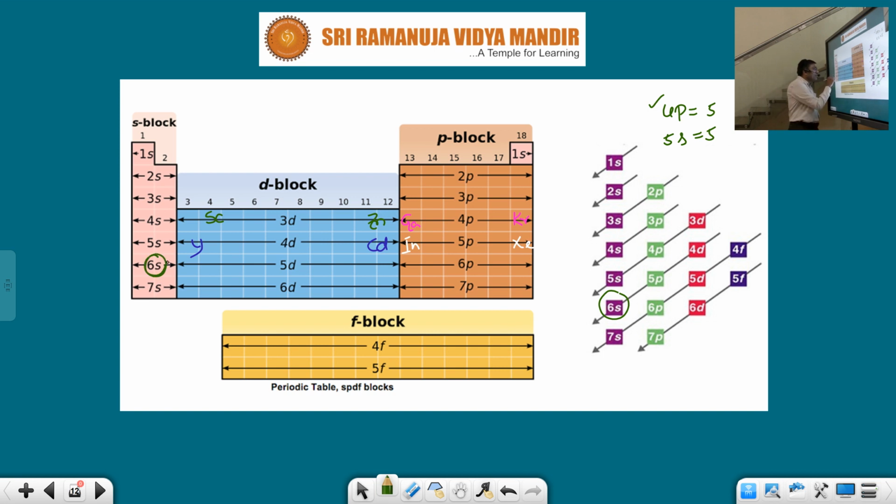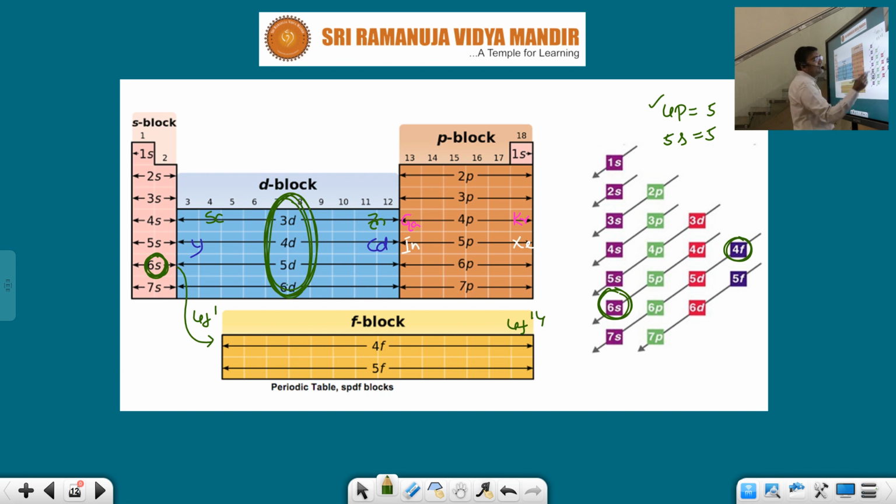Students, after 6s, focus here. After 6s, what is coming? 4f is coming. That's why all d block elements are there, and that's why 4f is separated. From lanthanum, the lanthanides 4f are separated here. This is 4f, 4f1 to 4f14. So you should be very careful. In order to keep all the similar elements in the d block, this is separated.